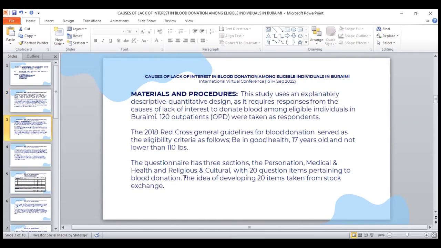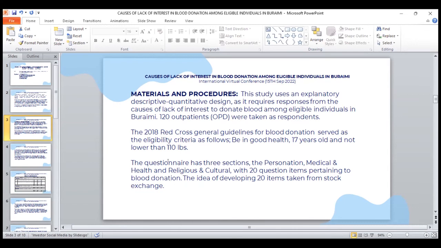Materials and methods. Appropriate to this study is explanatory description. We use the Red Cross guideline as to who are the eligible donors. This is based on the weight, which is not lower than 110, 17 years old, and healthy. These are the criteria for who are the eligible donors.